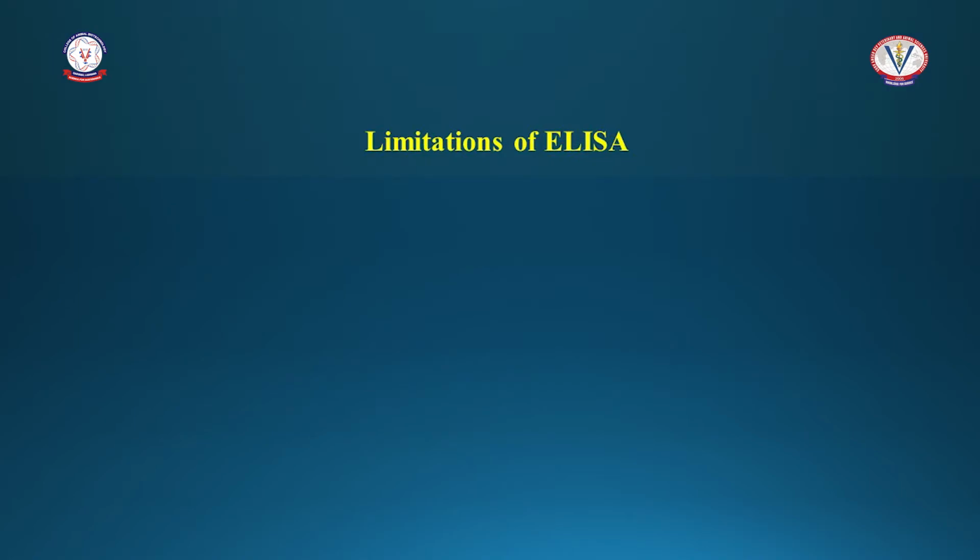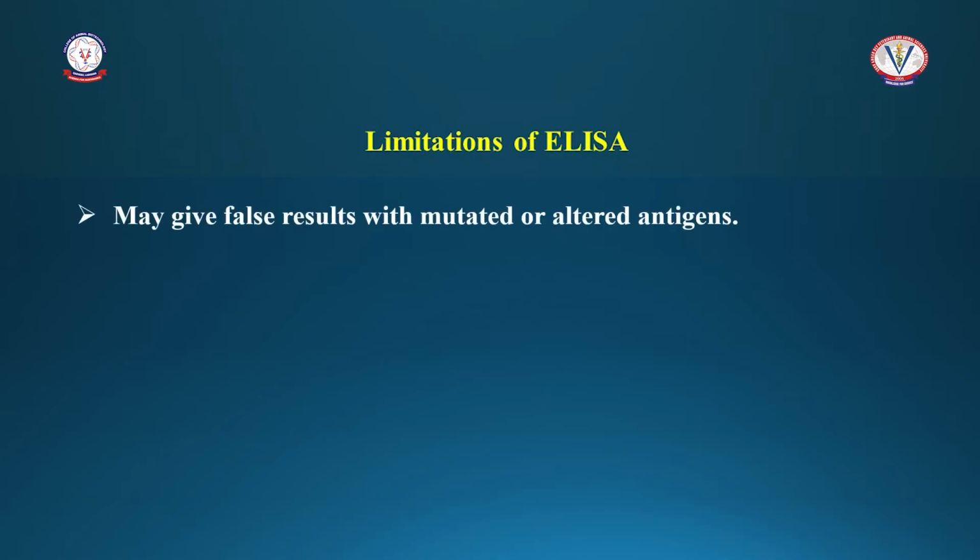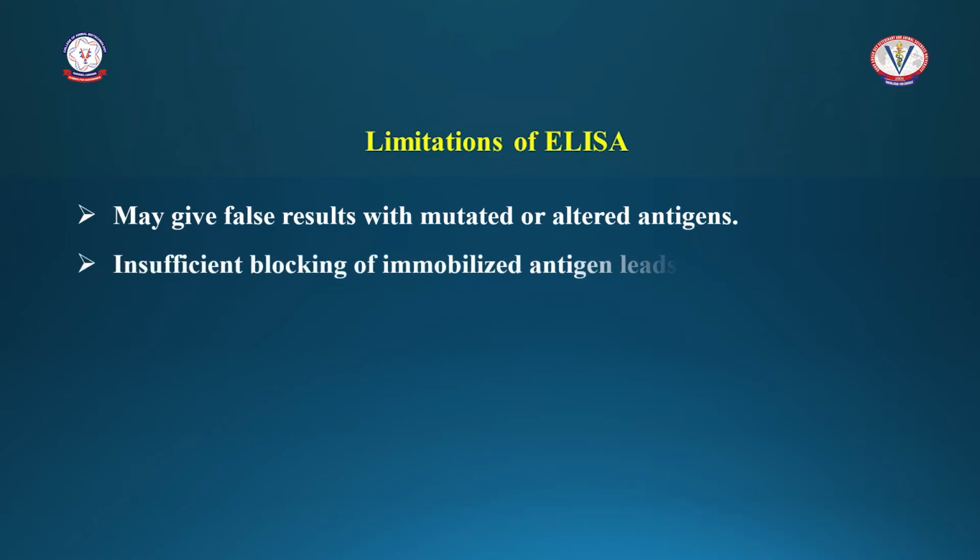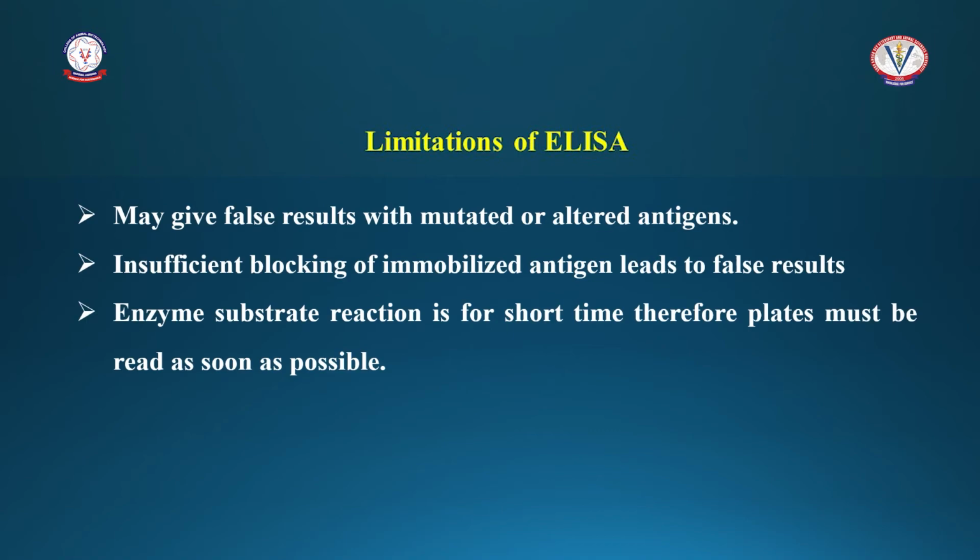Talking about the limitations of ELISA, which are few. It may give false results with mutated or altered antigens. Insufficient blocking of immobilized antigen leads to false results. The enzyme substrate reaction is for a very short time. Therefore, plates must be read as soon as possible.